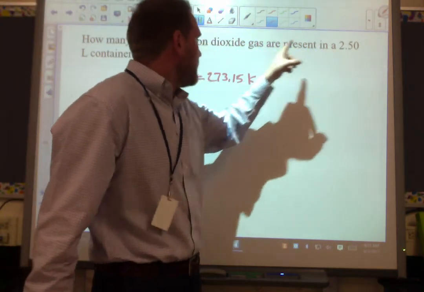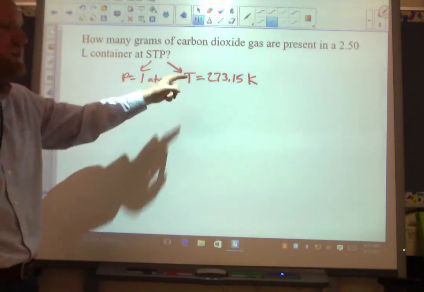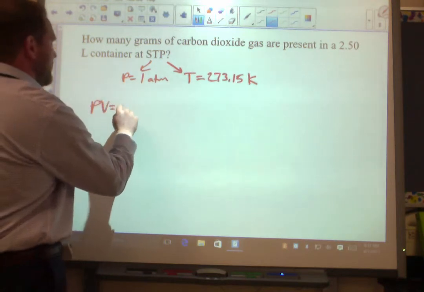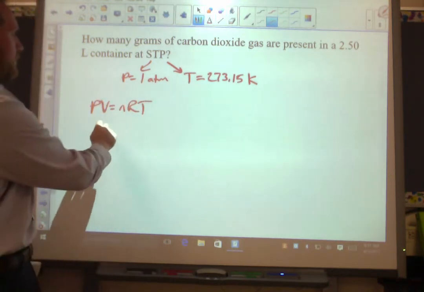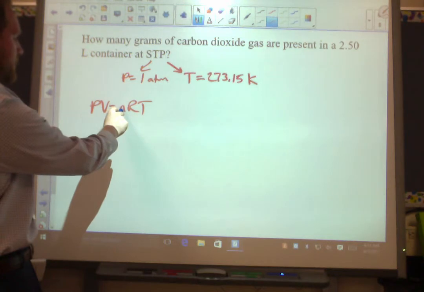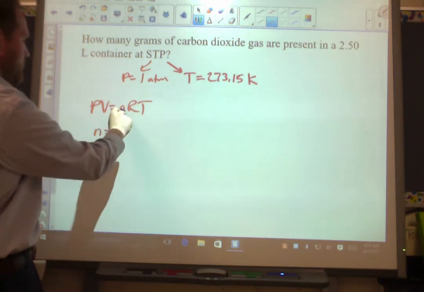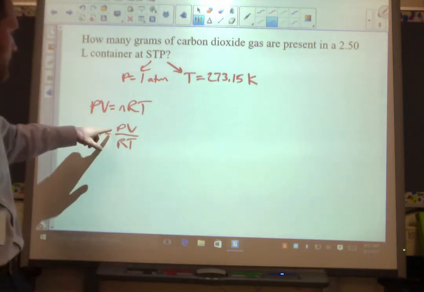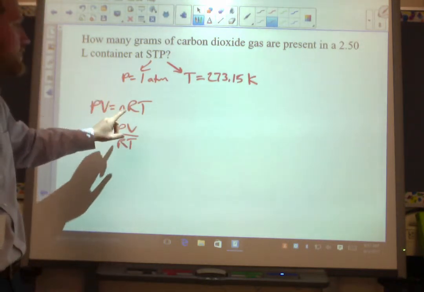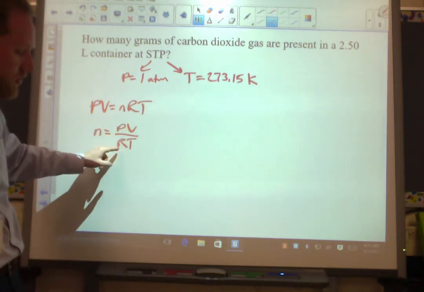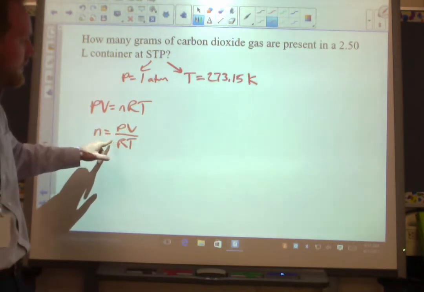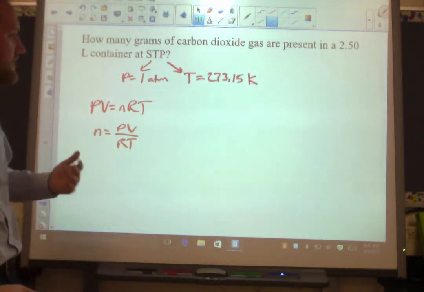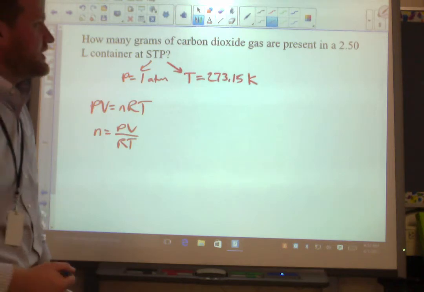So now I'm looking for N. I'm given V. I'm given P. I'm given T. You can use PV equals nRT for this. Rearrange, solve for N. N equals, what's it going to be? Divide by RT. PV over RT. So you would say 1 ATM times 2.50 liters divided by 0.0821 liters atmospheres over moles Kelvin divided by 273.15 Kelvin. But what you should really be doing here is recognizing that at STP we can use that shortcut.